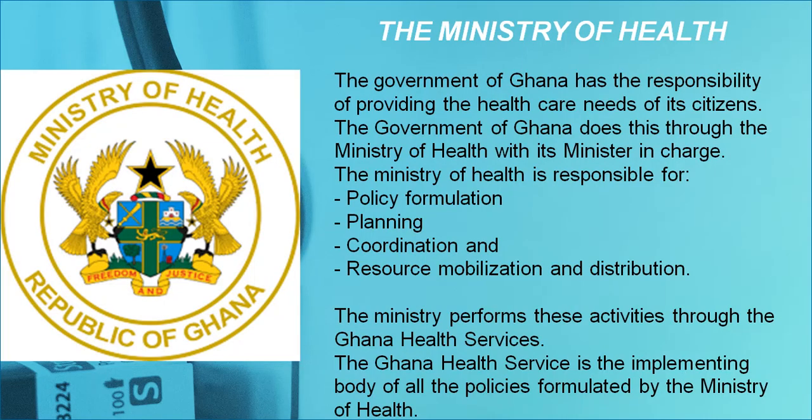Now let's look at the Ministry of Health. The government of Ghana has a responsibility of providing the healthcare needs of its citizens. The government of Ghana does this through the Ministry of Health with its minister in charge. The Ministry of Health has four main responsibilities. The first one is policy formulation. When you talk about policy formulation, for example, the polio policy, we have immunization policies.